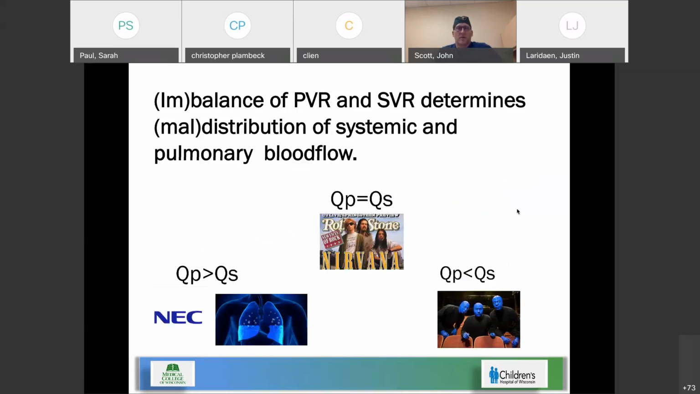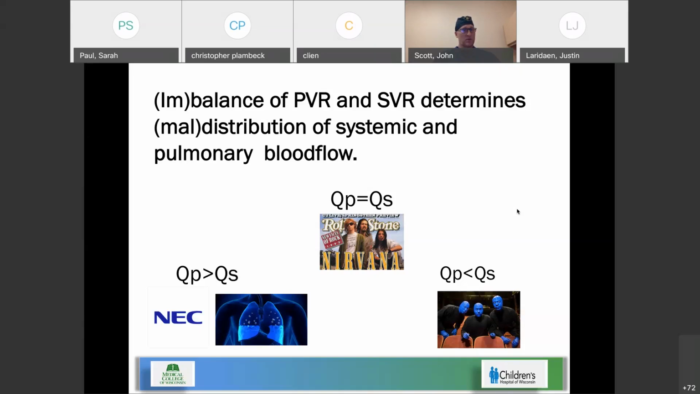So in parallel circulation, it's really important to think about the balance of flow distribution. The balance or imbalance of the pulmonary vascular resistance and the systemic vascular resistance determines whether blood flow is distributed evenly or maldistributed in settings where there's imbalance. Ideally, the ratio of systemic to pulmonary blood flow is equal, and that's nirvana.